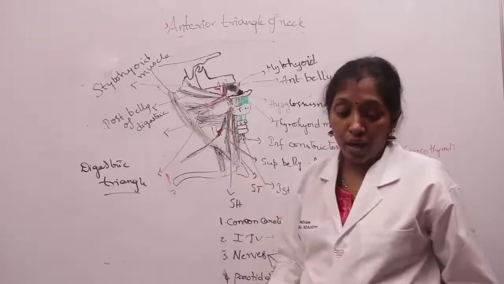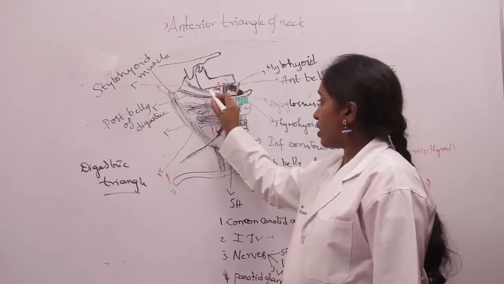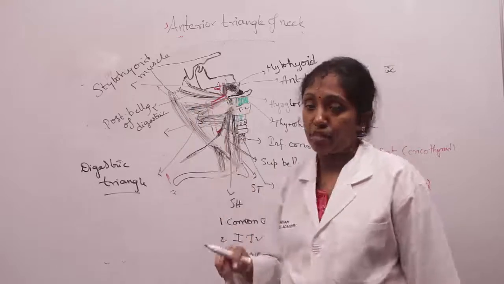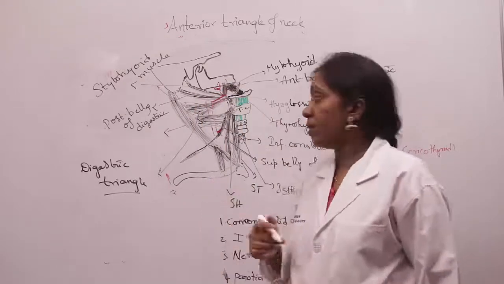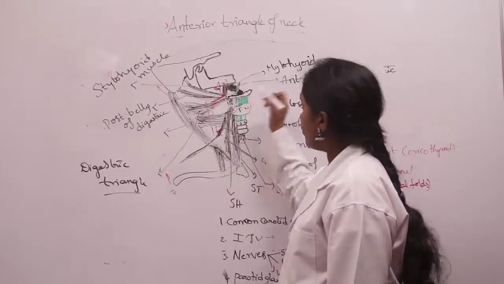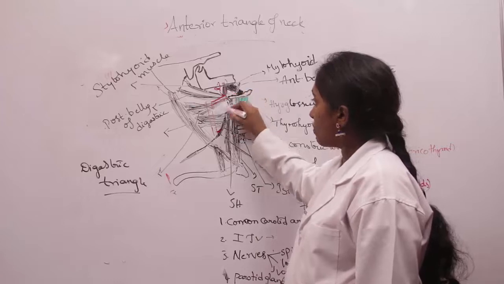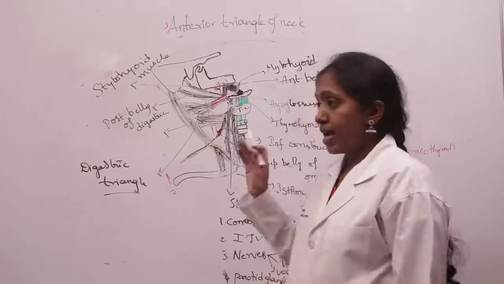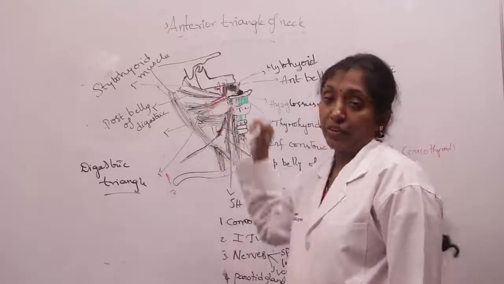The base of the triangle is formed by the lower border of the mandible and the imaginary line extending from the angle of the mandible to the mastoid process. Coming to the floor, it is formed by three muscles from superficial to deep: mylohyoid muscle, hyoglossus muscle, and also some part of the middle constrictor muscle. They form the floor of the digastric triangle.